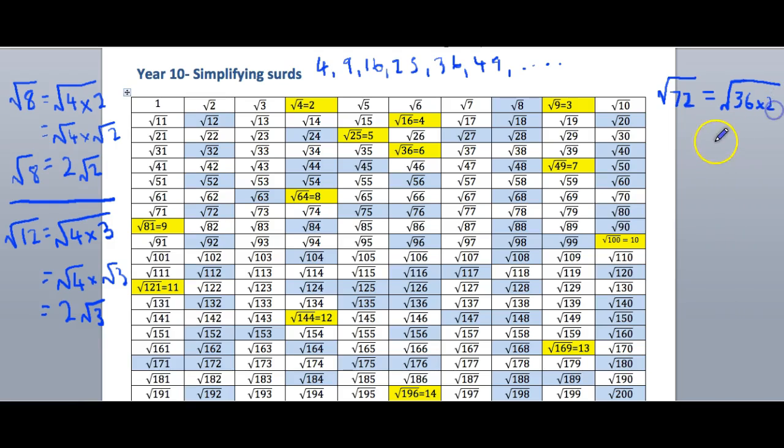times 2. And you don't have to separate it. Some people get into the habit of just skipping this step and knowing that the square root of 36 is 6. So it's 6 root 2.